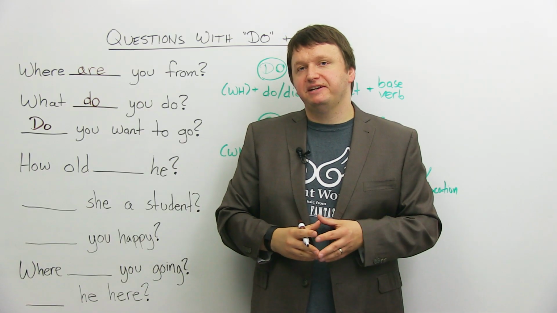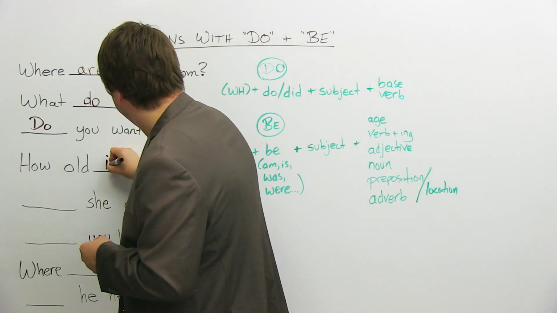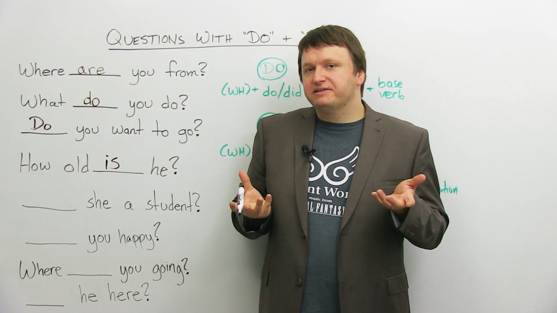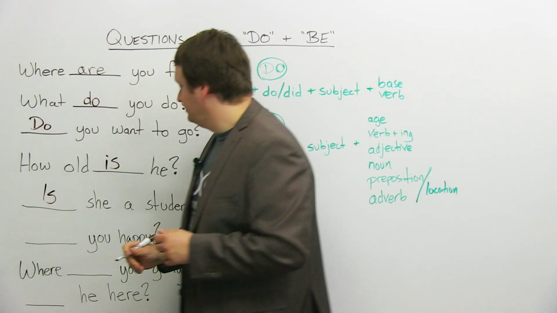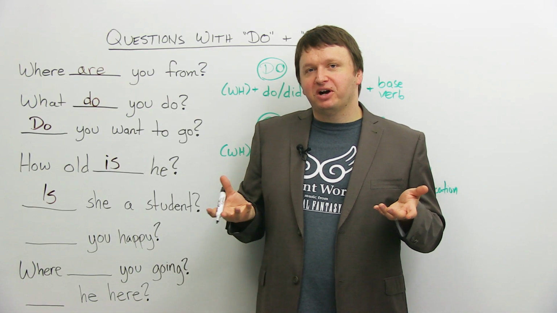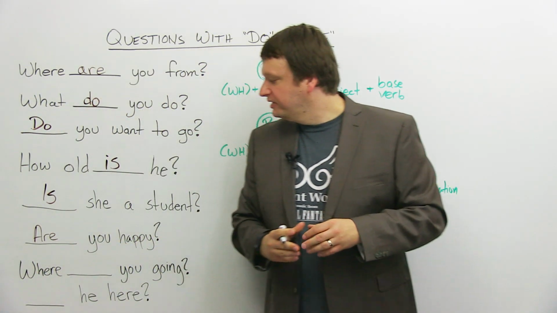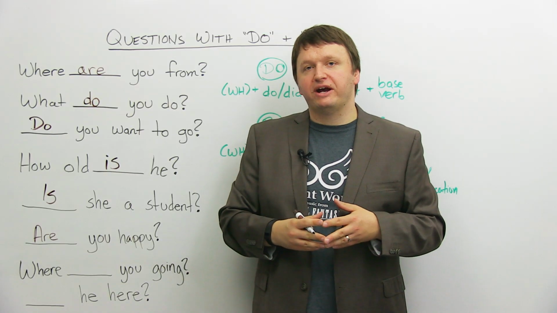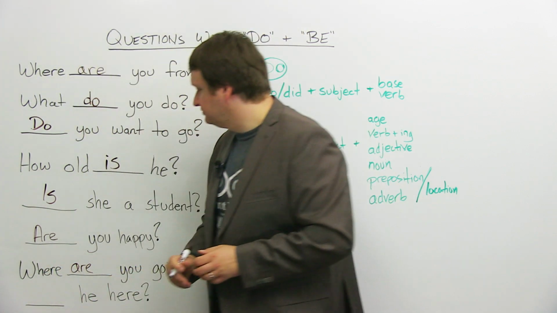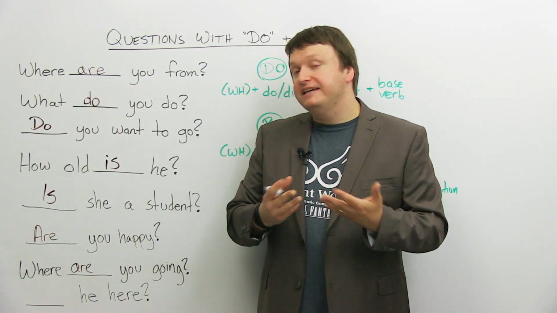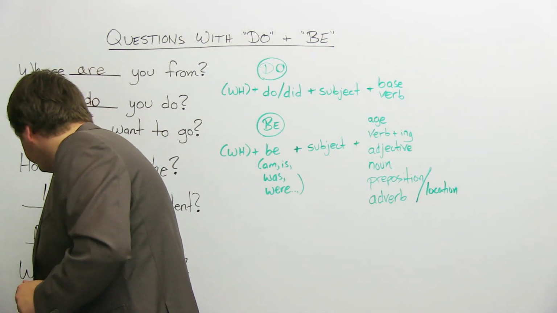How old does he? How old is he? Okay. Does she a student? Is she a student? Okay. Do you happy? Or are you happy? Are you happy? Where do you going? Or where are you going? Where are you going? And finally, is he here or does he here? Is he here?